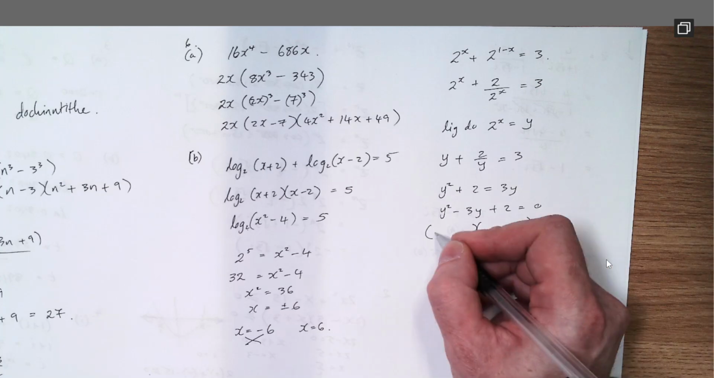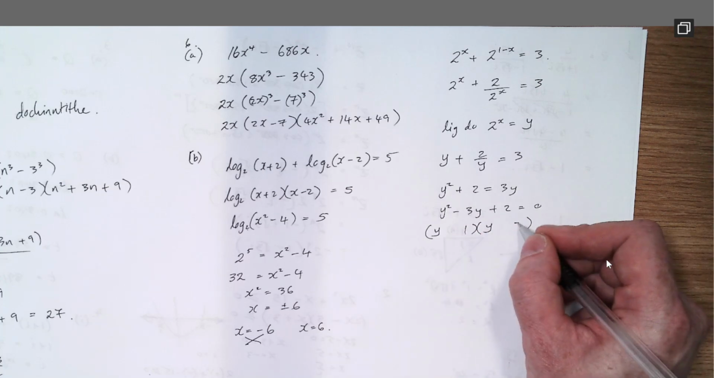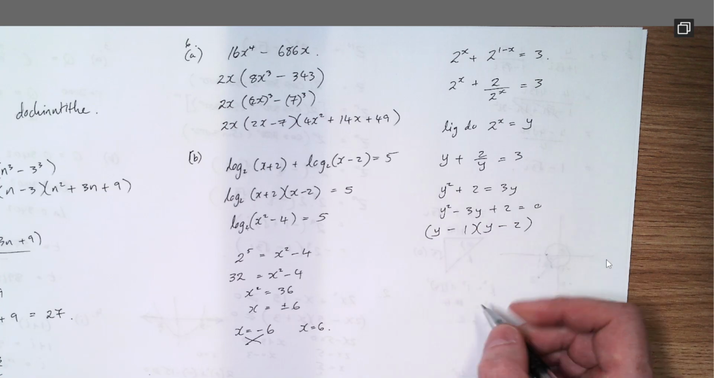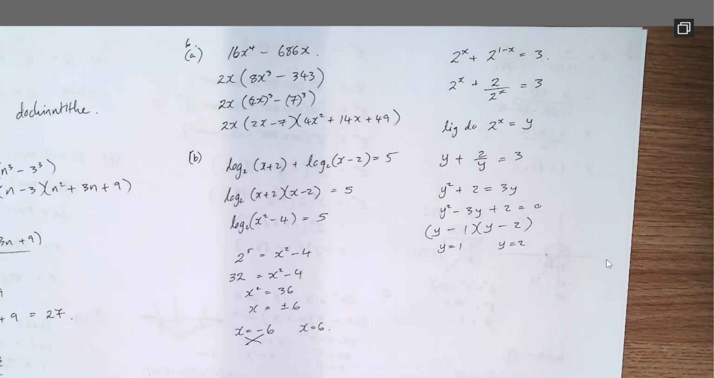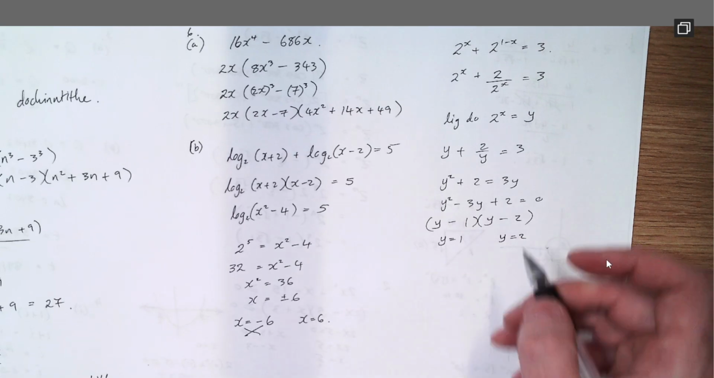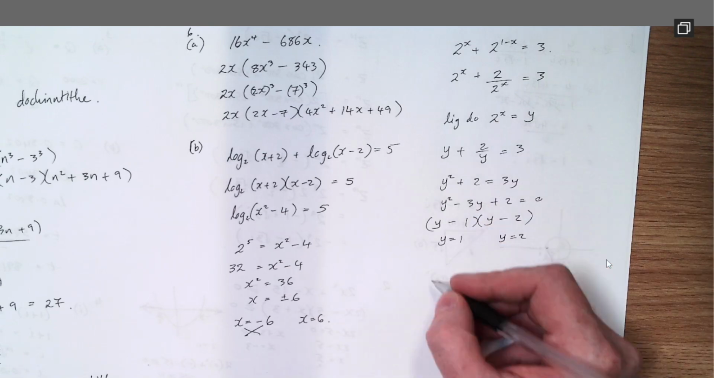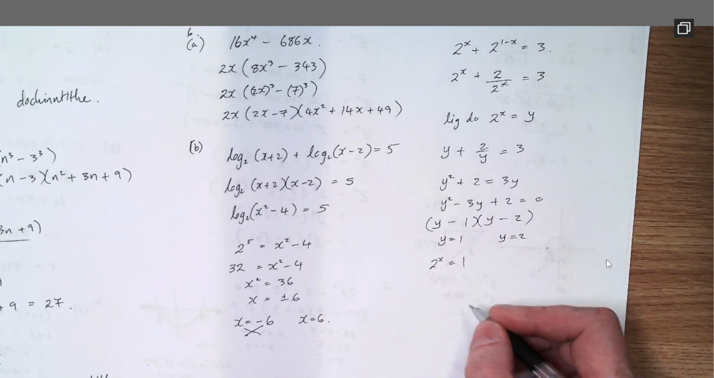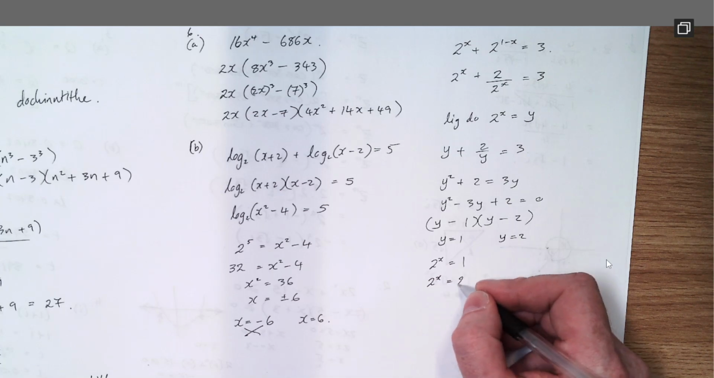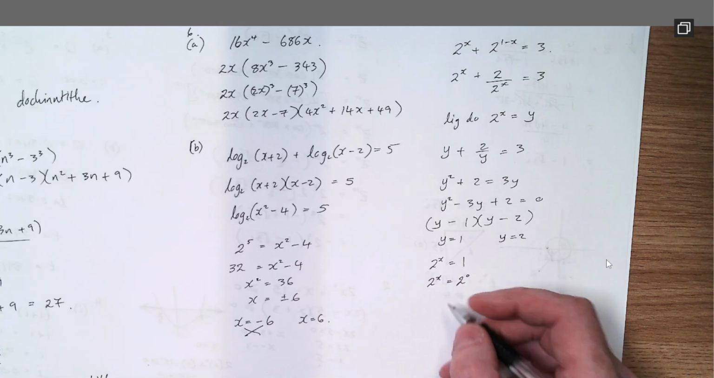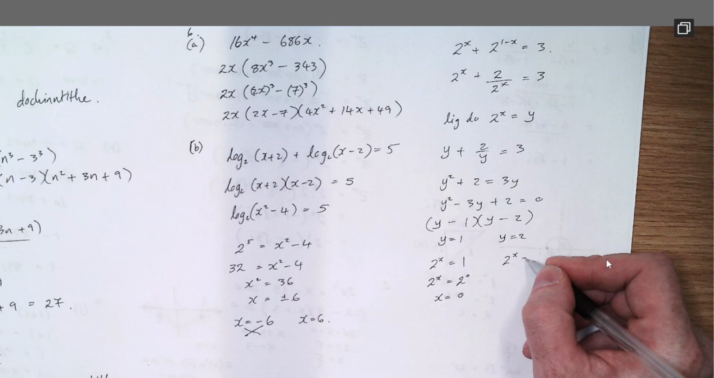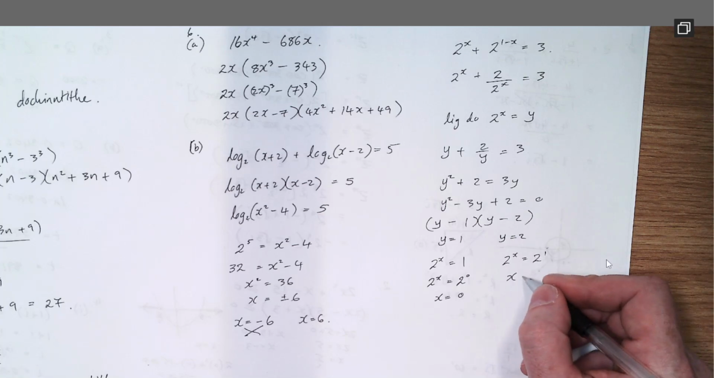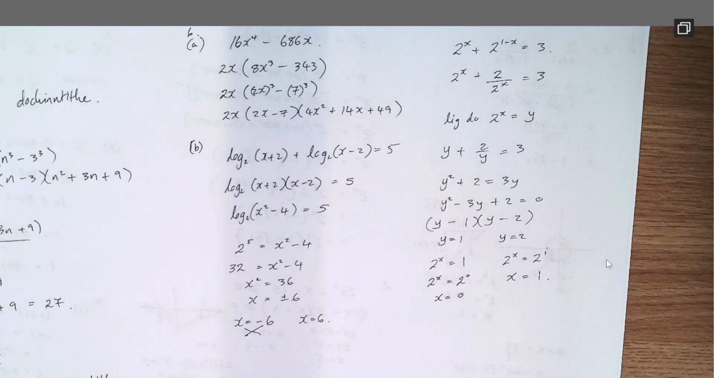Factorize. So you have 2y minus 1 and y minus 2. Now we're back to x. Since y equals 2 to the power of x, we have 2 to the x equals 1, and 2 to the x equals 2. Since 2 to the 0 is 1, therefore x equals 0, and 2 to the x equals 2 to the 1, so x equals 1. And there you have it: x equals 0, x equals 1.